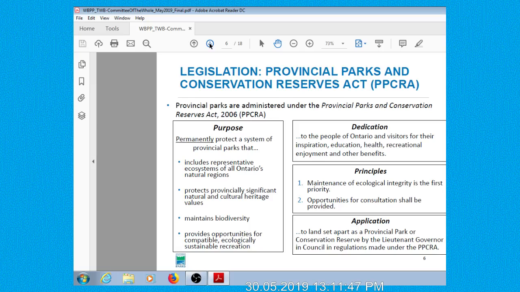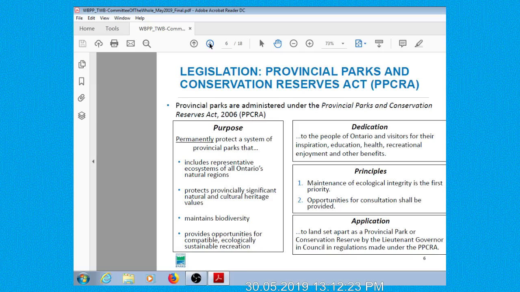It's in legislation, that's our mandate, these are our marching orders. The dedication is actually one of my favorite parts. It dedicates provincial parks and conservation reserves to the people of Ontario and visitors for their inspiration, education, health, recreational enjoyment, and other benefits. That, to me, encompasses everything that we want to do, everything that we can do, and everything that we offer the people of Ontario and visitors to the parks. To me, it's kind of the north arrow and the compass. Those are all things that we can achieve, and that's what we're aiming for.